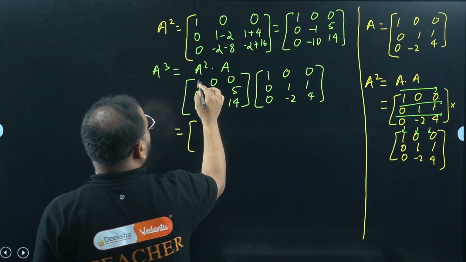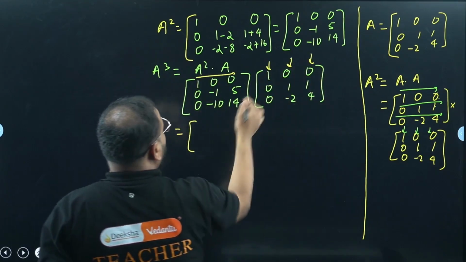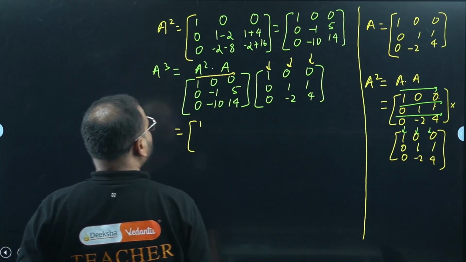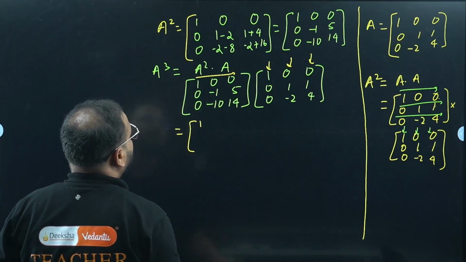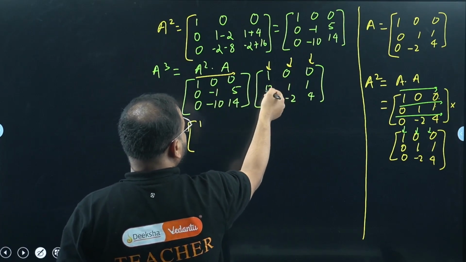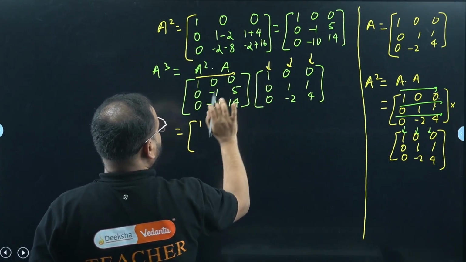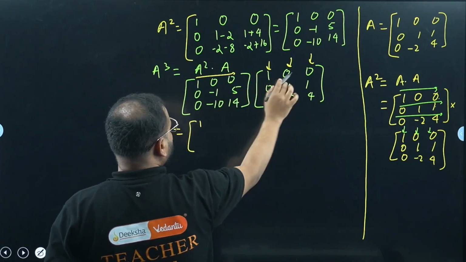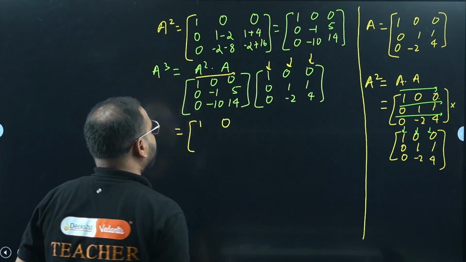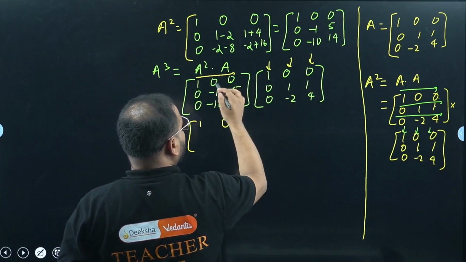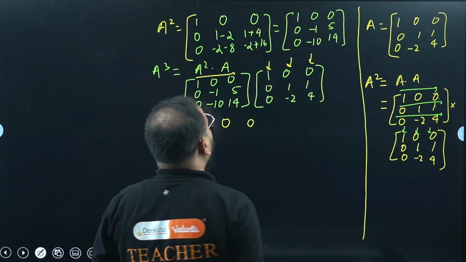Okay, same way we'll do first row with all the 3 columns. So 1 with 1, so plus 1. 0 with 0, so 0, and this 0 with 0, so 0. So 1 done. Second one, first row, second column. 1 with 0, so 0. 0 with everything is 0. So this is 0. Next, 0 with 0 is 0, and 0 with 1 is 0, 0 with 4 is 0. So 1, 0, 0 is true.